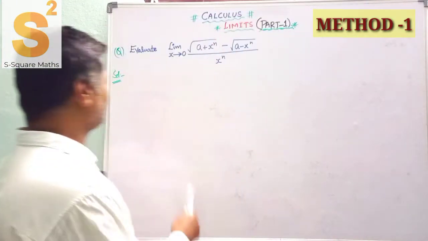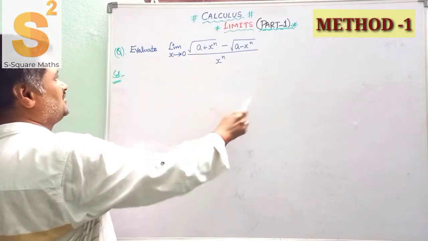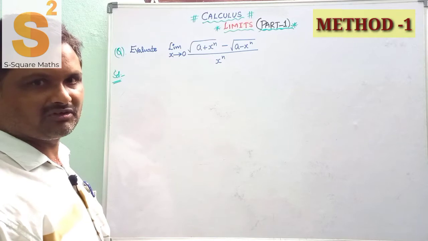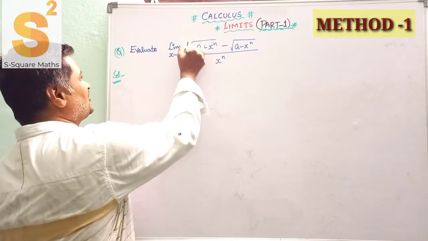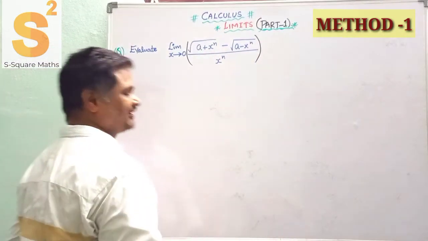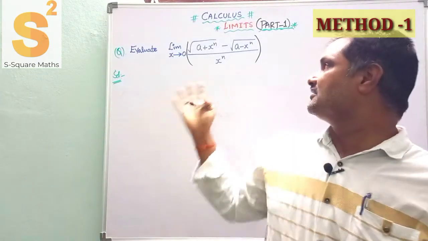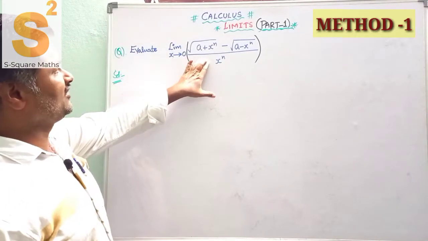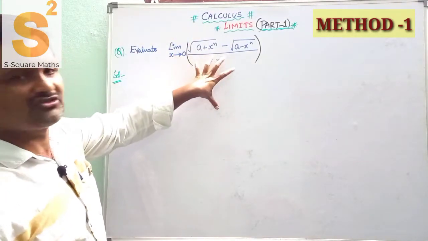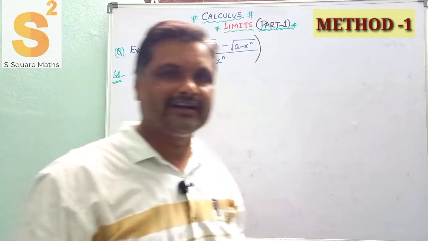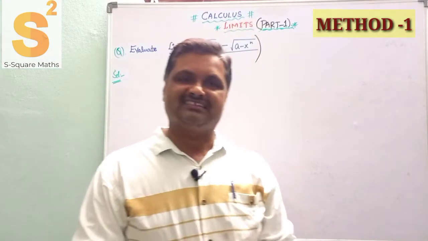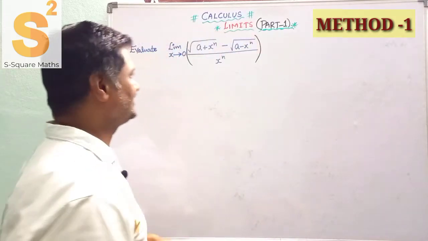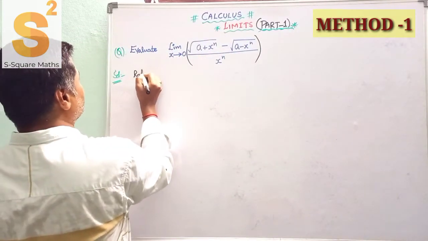Okay. So evaluate the limit as x tends to 0 of root of (a plus x power n) minus root of (a minus x power n) by x power n. So this is the function given. Okay, limit x tends to 0. If you observe carefully here, this function is composed of square roots. So in order to avoid it, we have to rationalize the numerator, which we discussed in the 9th standard. Now rationalizing the numerator.